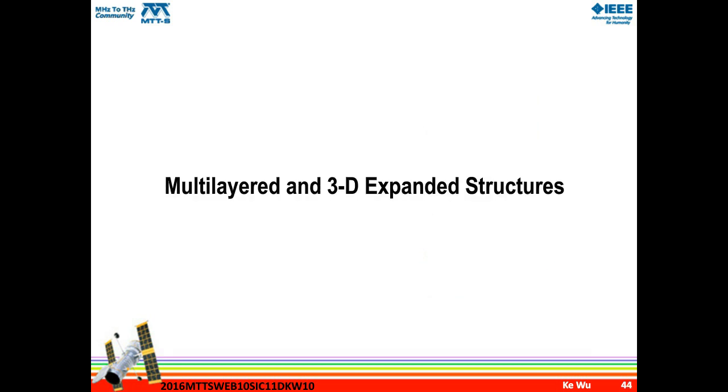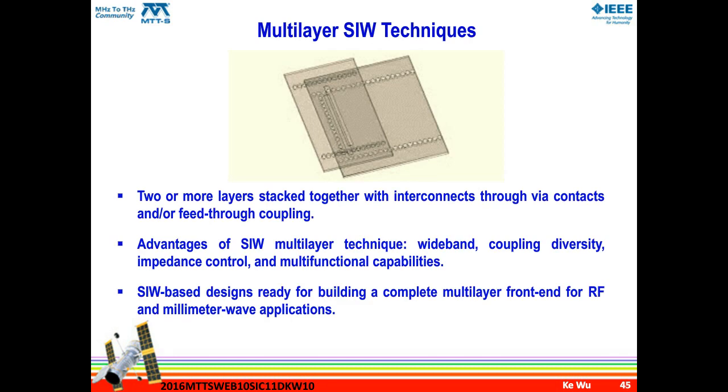So let me also talk about some of the special structures, which are called multi-layer three-dimensional structures. Actually, multi-layer can be done easily with substrate integrated waveguide, which means the waveguide can be designed layer by layer and coupled through different mechanisms. For example, you can design structures through via contact, like through silicon via, or feed-through couplings. So you can create different coupling mechanisms. You can use that for multi-band applications and broadband applications. You can create a lot of interesting control, multi-layer feeding, and different coupling mechanisms.